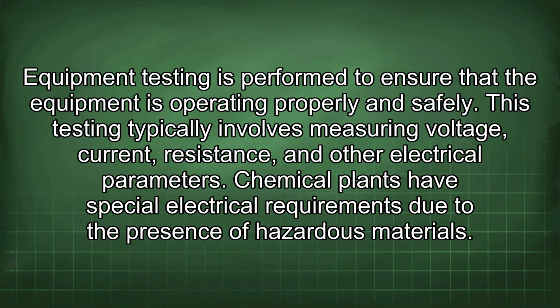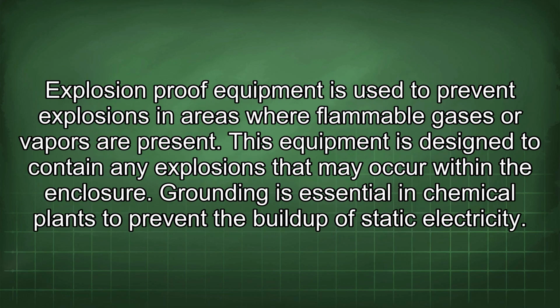Equipment testing is performed to ensure that the equipment is operating properly and safely. This testing typically involves measuring voltage, current, resistance, and other electrical parameters. Chemical plants have special electrical requirements due to the presence of hazardous materials. Explosion-proof equipment is used to prevent explosions in areas where flammable gases or vapors are present.